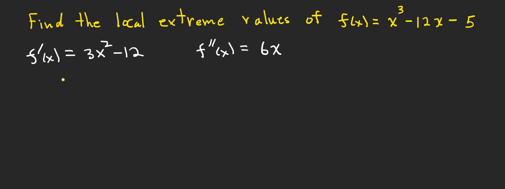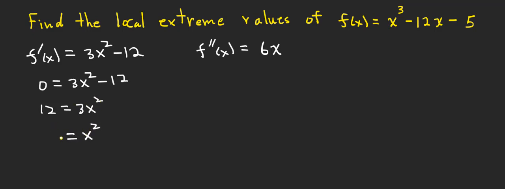And how do we find the critical points? Set it equal to 0. And you get 12 equals 3x squared. Divide both sides by 3. You get 4. So you get x equals positive or negative 2. These are critical points.